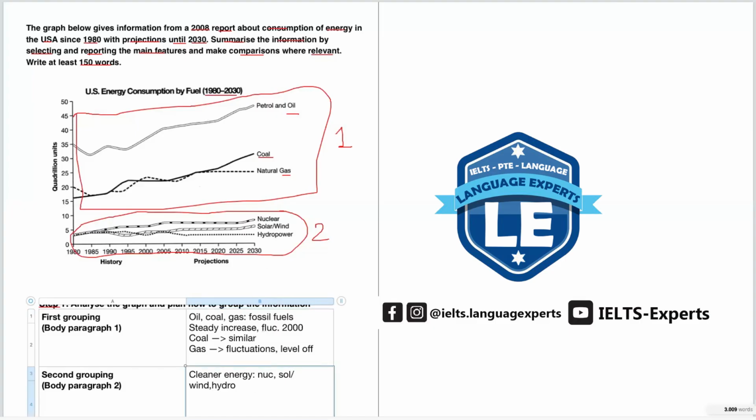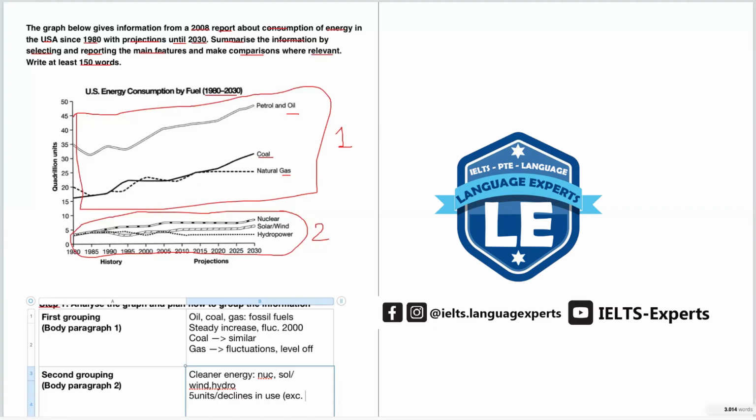Now, when it comes to my second grouping, I'm going to talk about how they began the period at, it looks just to be under 5 quadrillion units. So I'm going to talk about how there have been some declines, except for nuclear, which seems to be pretty standard and pretty neutral. So with that in mind, I'm going to say we'll start at 5 quadrillion units, and I'm going to see declines in use. And I will talk about exceptions.